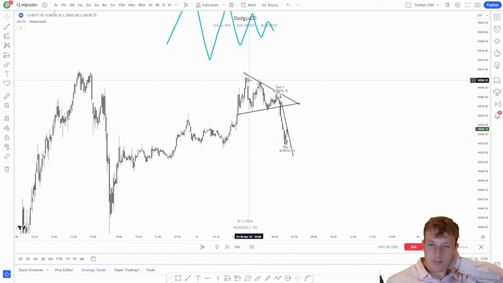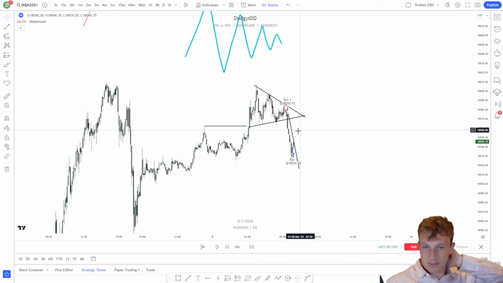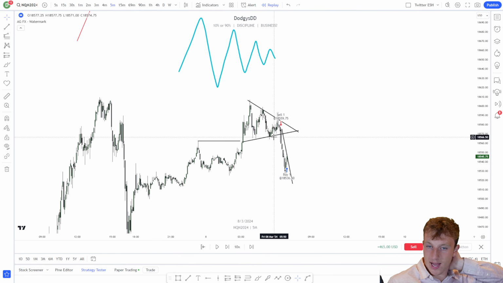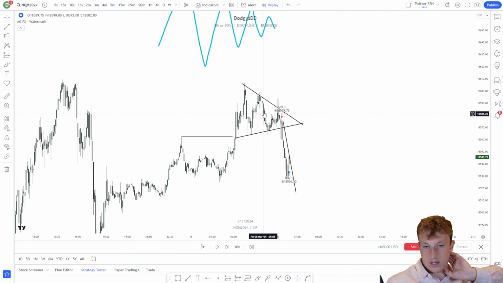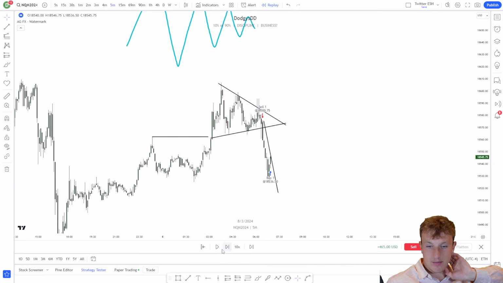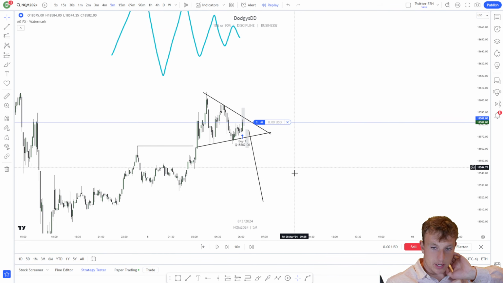Would you not assume this is a bull flag right here? I mean, we break structure to the upside. Would you not assume this is a bull flag? I mean, I would, but it breaks to the downside. And the problem with a lot of people is when they're taking bull or bear flags, they assume this is a bull flag and they get in. They get in before it even breaks. They're like, oh, we're going to go up here.